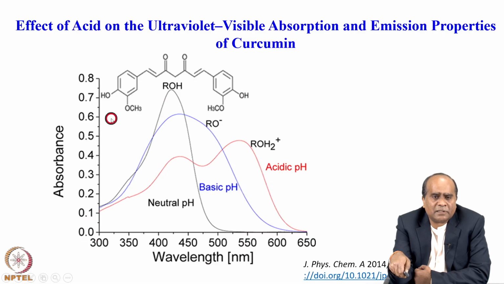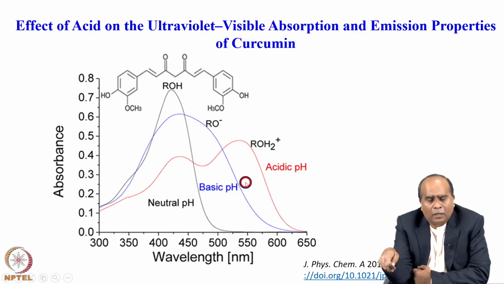If it is at neutral pH, this is the spectrum. If it is at basic pH, this is the spectrum, the blue one, and if it is at acidic pH, this is the spectrum of that, right. So, the pH changes the spectrum in UV visible spectroscopy.